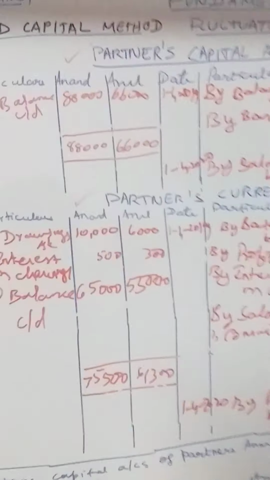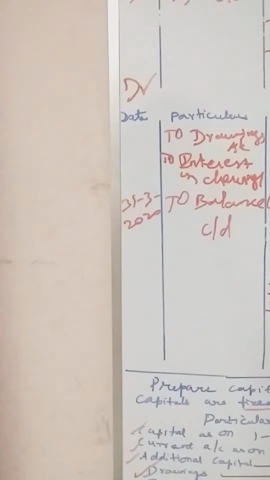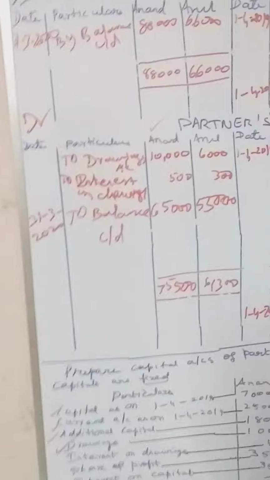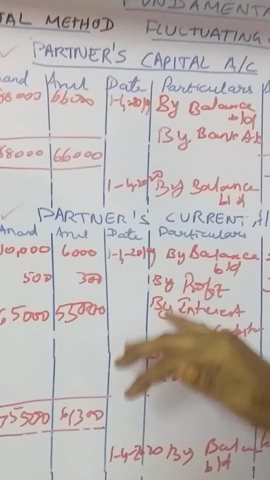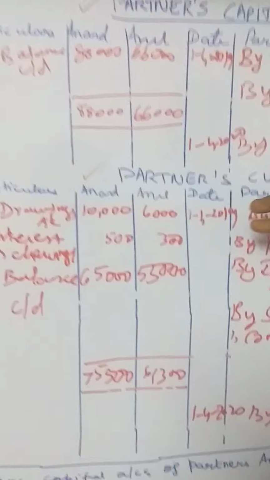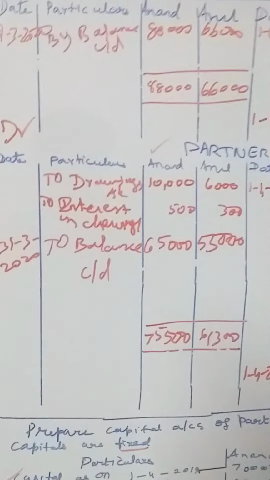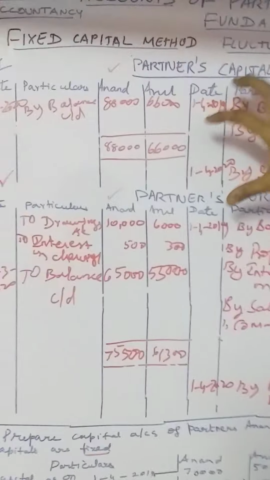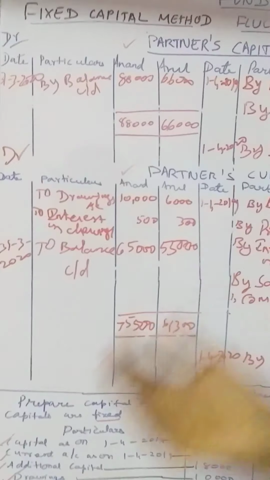Now the next we are going to do fluctuating capital method. Under this fluctuating capital method, we need not prepare capital account and current account separately. We are going to combine the capital and current in the same format together under the heading of partners capital account. That we will do in the next video.